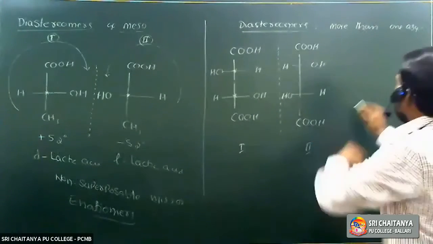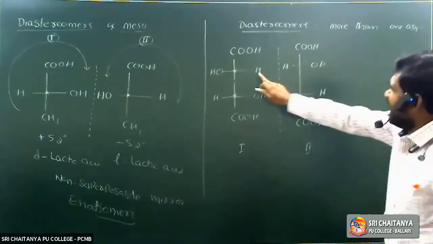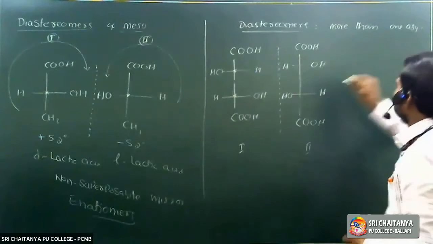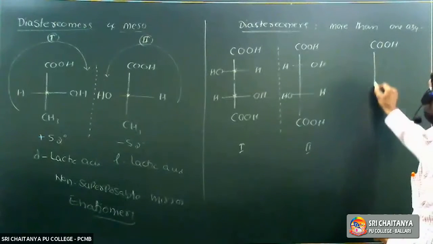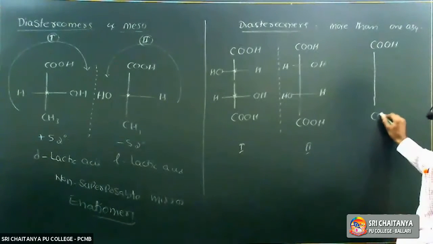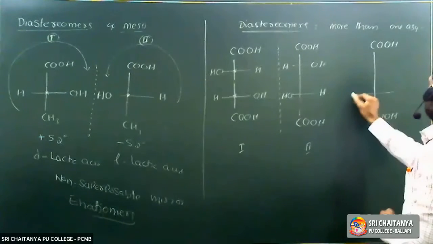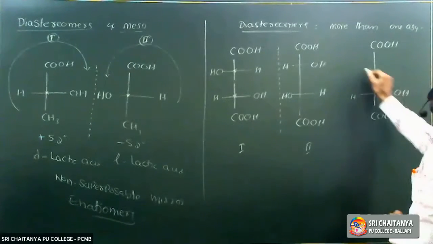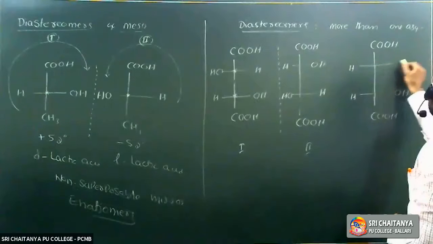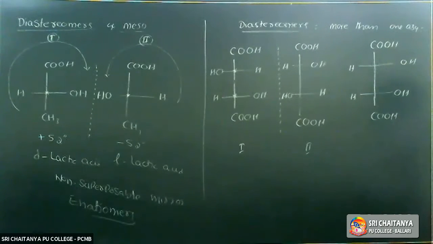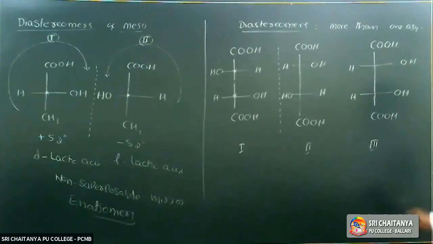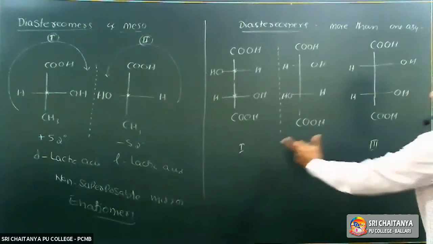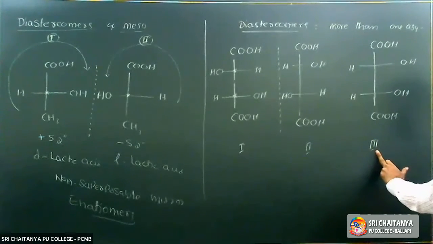The next, third possibility: the H and OH are on opposite sides, so both hydrogens and both hydroxyl groups are present on the same side. It is H, OH, next H, OH. So this is the third possibility. This is the first form, the second form, and the third form.